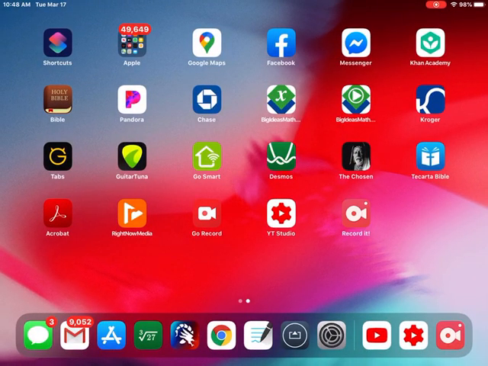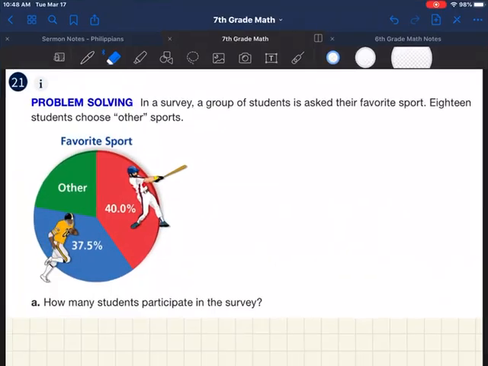Good morning, everyone. We had a question on number 21 on 6.3, so we're just going to talk about this one really quick. In a survey, a group of students is asked their favorite sport. 18 chose other. So we know that other here is 18. It's not, but the others are listed as percents, okay? So we're going to come back to that.